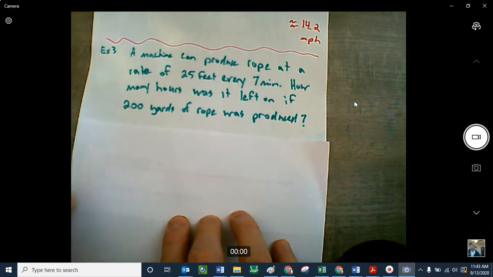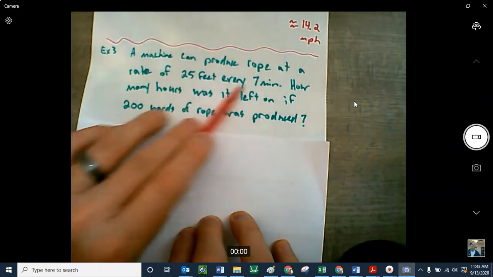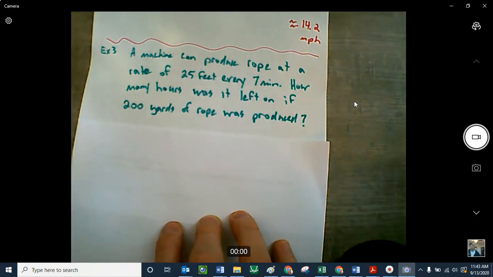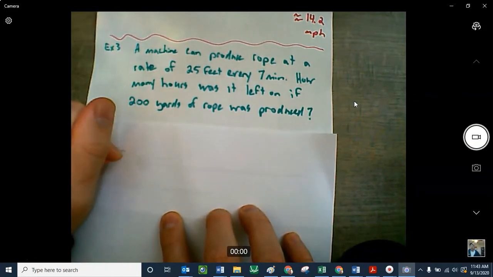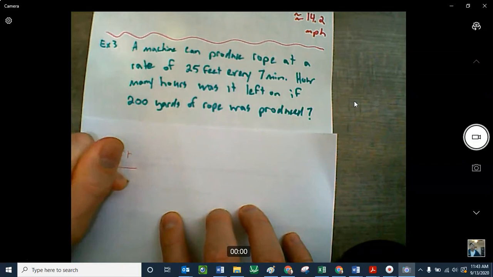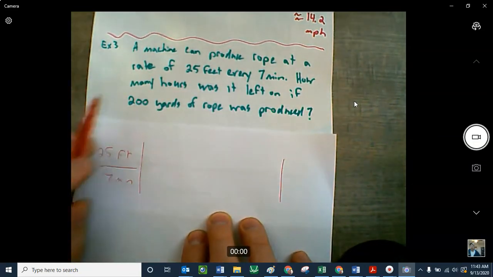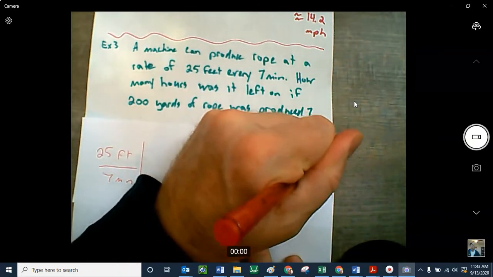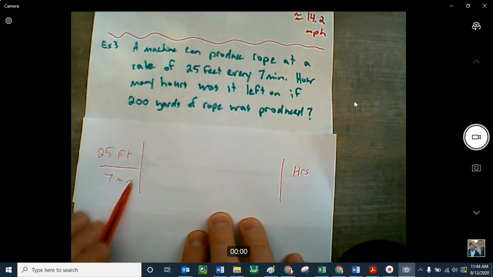I'm not going to say it doesn't matter, but it's easier for me to think about starting with the most amount of information I have, and that's 25 feet every 7 minutes. So I'm going to write that down. 25, can you see it? Yep. 25 feet every 7 minutes. And I know when I get done, it's saying how many hours will it take for all this to happen. Now something comes up here, okay? Over on this one, I have time in the denominator.